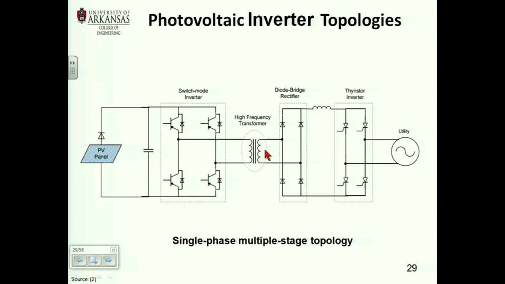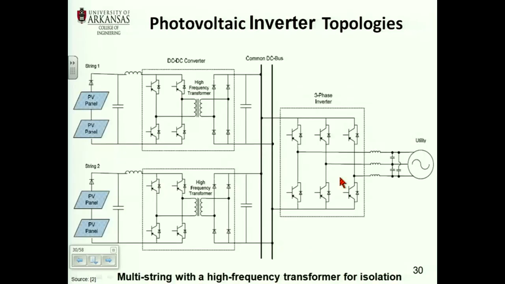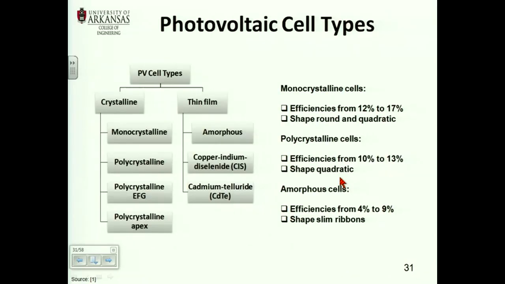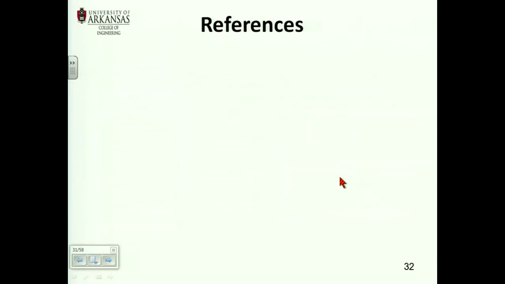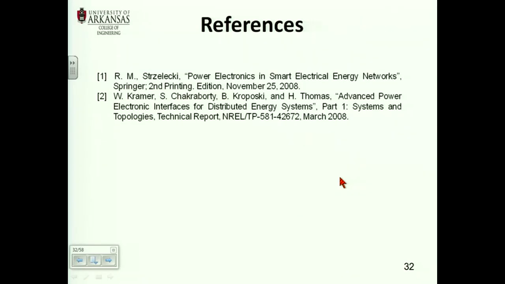The high-frequency transformer requires better high-frequency magnetic materials. Okay, and here the rest are more topologies. These are the different types of solar cells, and those are the references.